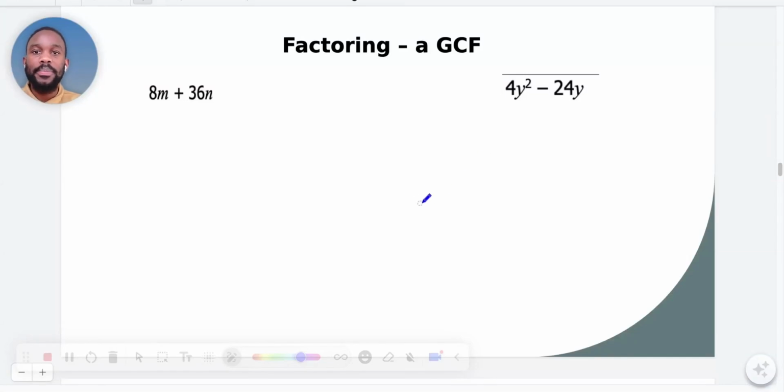Hi guys, welcome to this video where we're going to be looking at factoring. And the first method of factoring we're going to look at is the greatest common factor. Let me remind you what factors are.